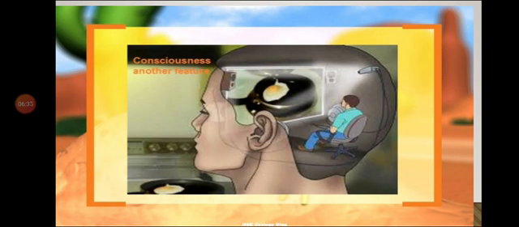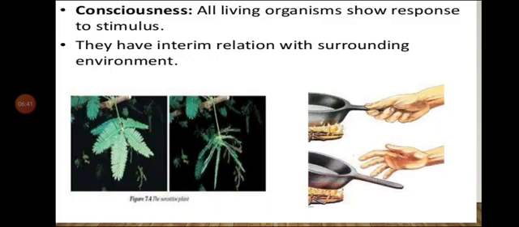Then the next characteristic is consciousness. Consciousness means all living organisms show response to stimuli. They have an interactive relationship with the surrounding environment. You can see here a person holding a pan that is being heated, and after some time the heat is transmitted to the pan and it becomes hot, and as the pan becomes hot, this person removes the hands. That shows response to stimuli.